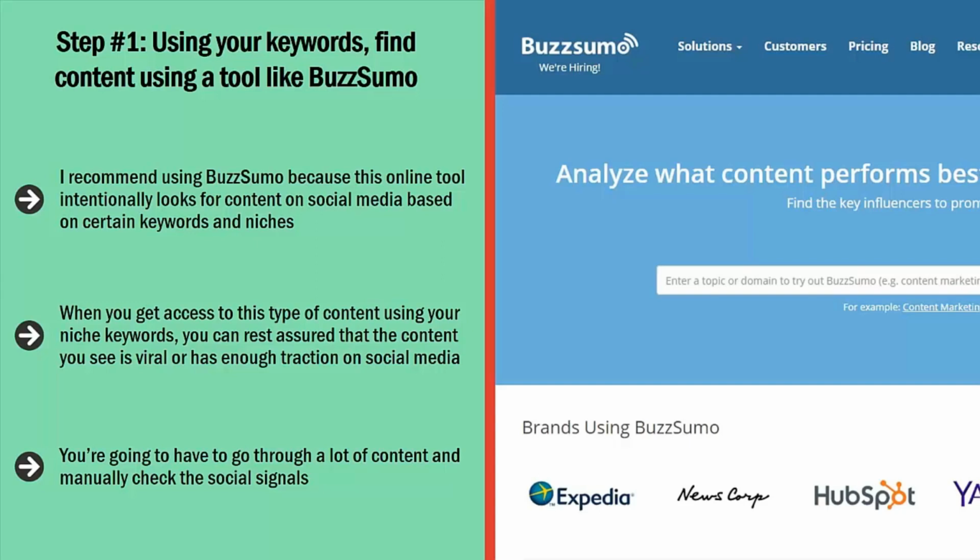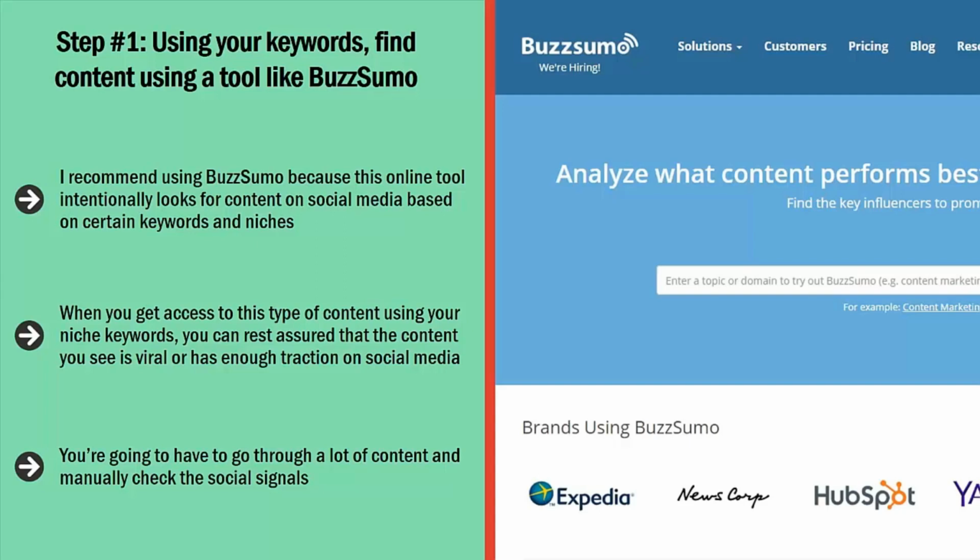I recommend using BuzzSumo because this online tool intentionally looks for content on social media based on certain keywords and niches. It then ranks this material based on their social engagement levels. When you get access to this type of content using your niche keywords, you can rest assured that the content you see is viral or has enough traction on social media.